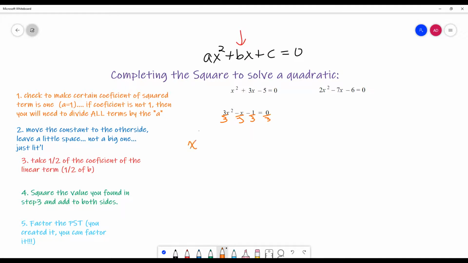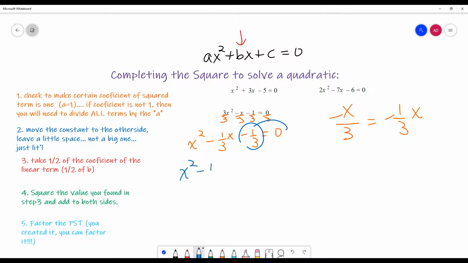So that leaves me with x squared minus 1/3 x minus 1/3 equals 0. Okay, because negative x over 3 is negative 1/3 x. I hope that doesn't trick too many people. All right, here we go. Move the constant to the other side, right? So that leaves me with x squared minus 1/3 x.